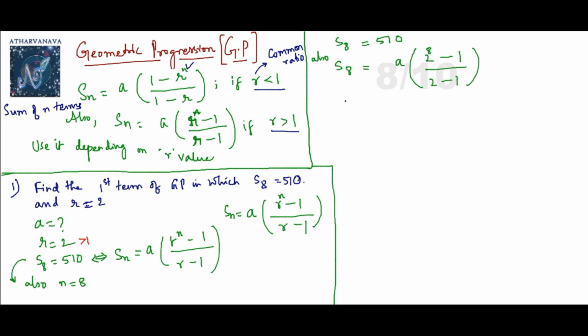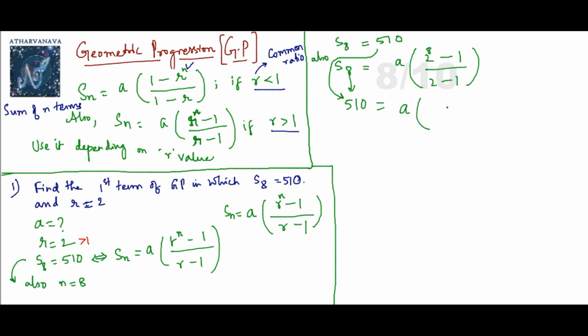Okay. Then, isn't it 510? S8 is how much? 510. So I replace this value with S8. In place of S8, what am I writing? 510, because S8 is equal to 510, which is given in the question. I simply replace and write it as 510.